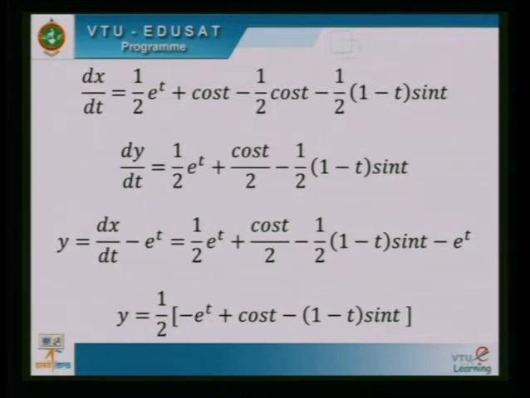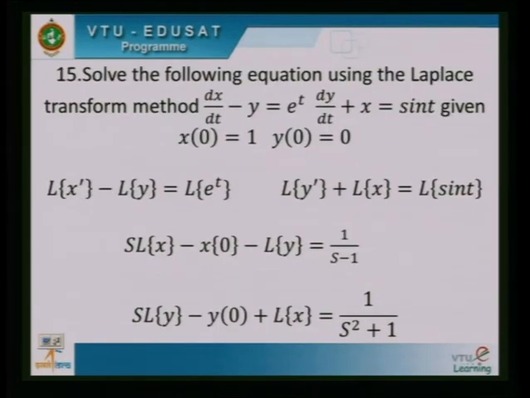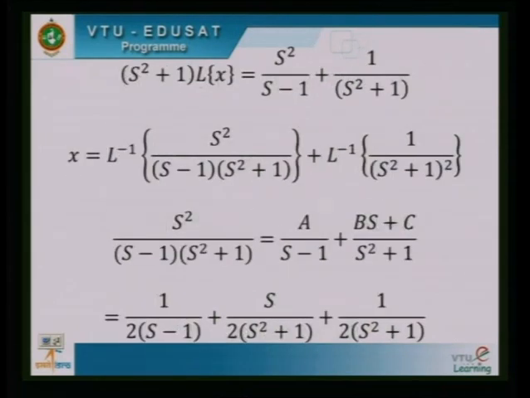So after differentiating you get dx by dt is equal to 1 by 2 e to the power of t plus cos t, minus 1 by 2 into cos t, minus 1 by 2 into 1 minus t into sin t. So after getting dx by dt, you can use the given problem. What is the given problem? The given problem is dy by dt plus x is equal to sin t. Keeping x as it is, dy by dt can be transferred to the RHS, then x is equal to sin t minus dy by dt.